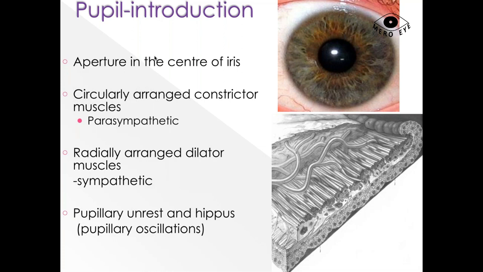Then another important muscle, arranged radially from the root of the iris to the pupillary margin, is the dilator muscle. When these radially arranged dilator muscles contract, the pupil becomes larger, or the pupil undergoes mydriasis. This regulation, which causes the pupil to dilate, is under the sympathetic nervous system. So we see that the parasympathetic nervous system causes the pupil to constrict with the help of the sphincter muscle, and the sympathetic nervous system causes the pupil to dilate by acting on the radially arranged dilator muscles.